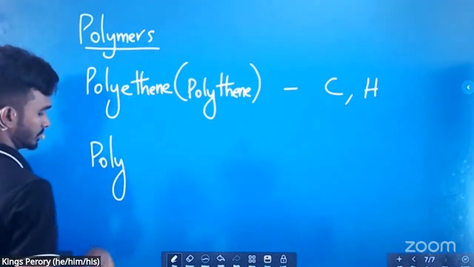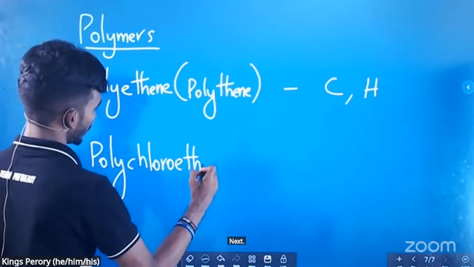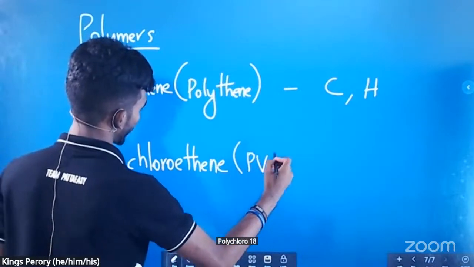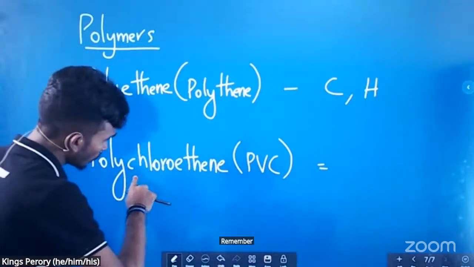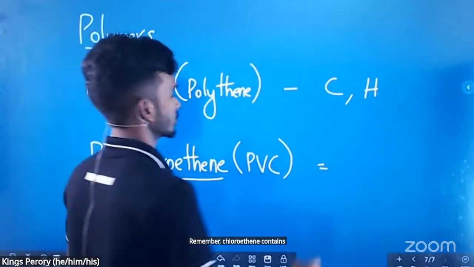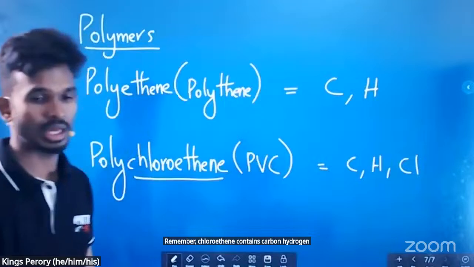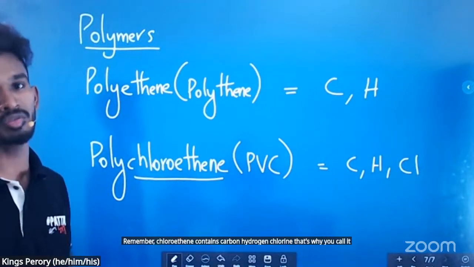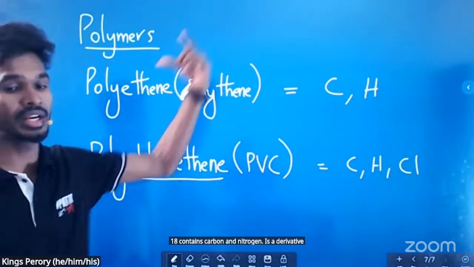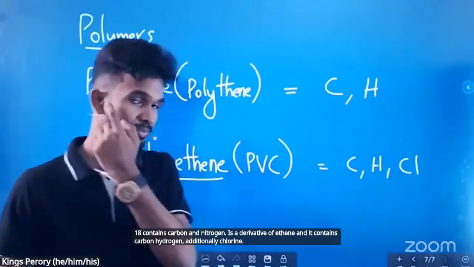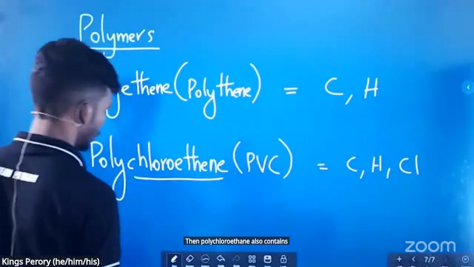Next, polychloroethene, or you call it polyvinyl chloride, PVC. Remember, chloroethene contains carbon, hydrogen, chlorine. That's why you call it chloroethene, a derivative of ethene. Ethene contains carbon and hydrogen, chloroethene additionally contains chlorine. Then polychloroethene also contains carbon, hydrogen, and chlorine.